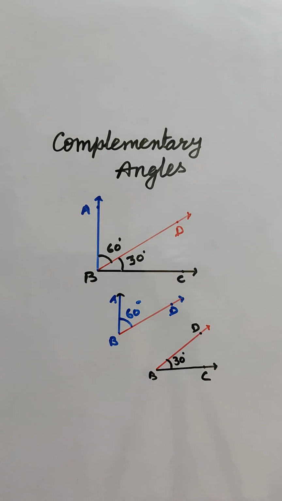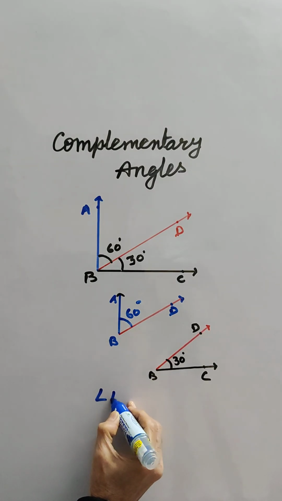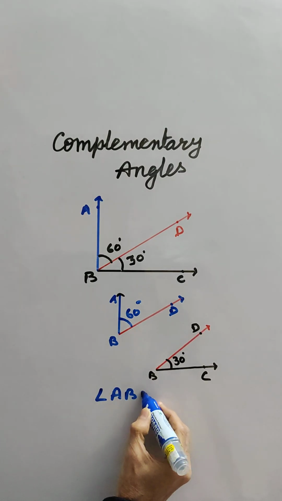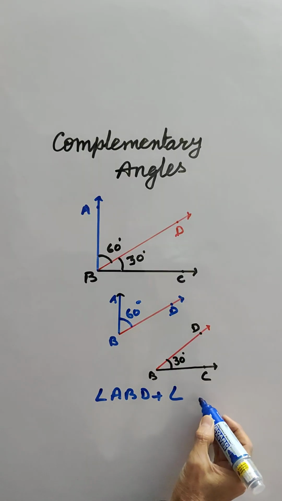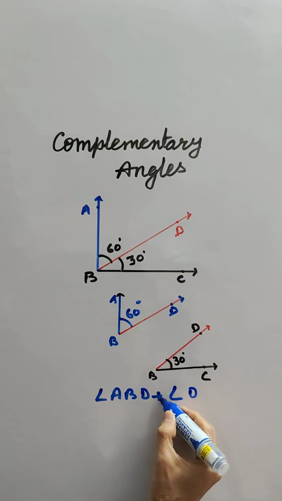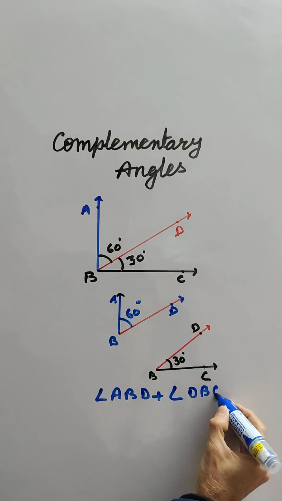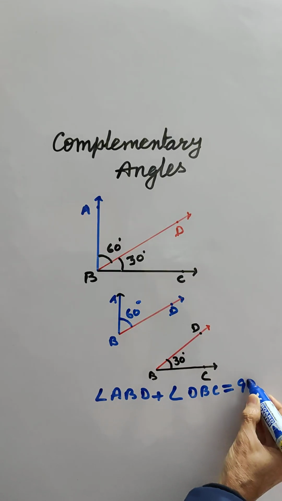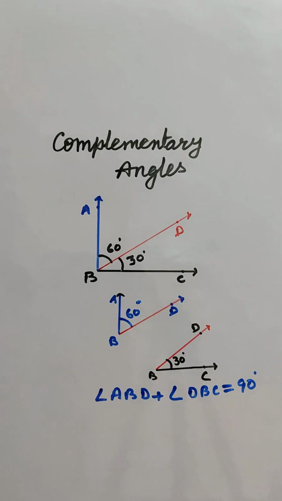This way, angle ABD plus angle DBC is equal to 90 degrees. They are complements of each other.